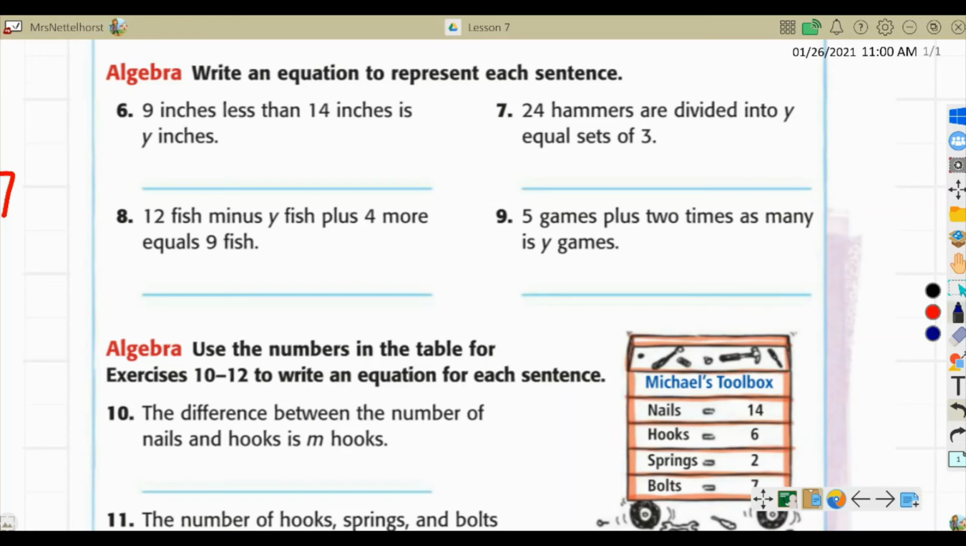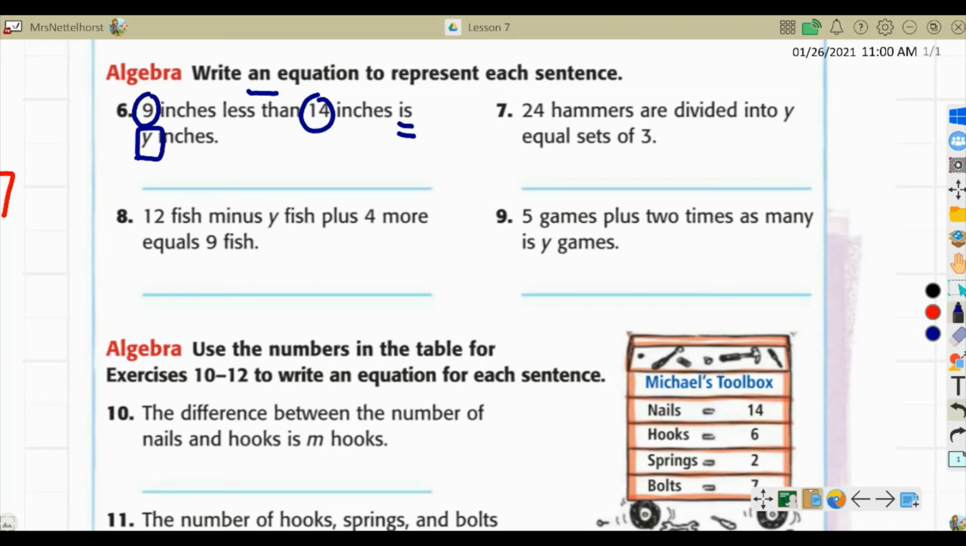Okay, so I have the number 9. I have the number 14. Okay, I have y is my unknown. I have is here, which is equal, and less than is minus. Now, in 3rd grade, we can't do 9 minus 14. You can do 9 minus 14, but not in 3rd grade. So remember that your big number when you're subtracting needs to go first in 3rd grade. So you go ahead and write the equation that way.